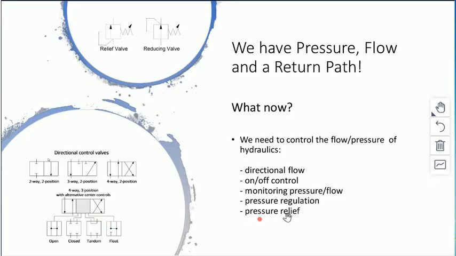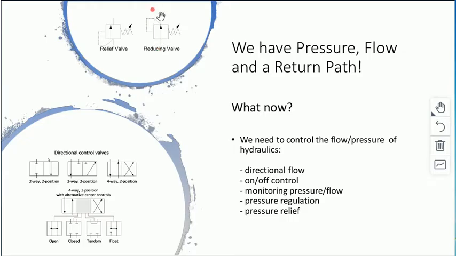Then you've got pressure relief as well. You've got pressure relief valves. We're going to look at them in a moment. You can see them up here, the circuit symbols. So this is a relief valve, and this is a reducing valve. Now the relief valve, again, is very important for depressurizing the system before you start changing anything. So if you need to work on a hydraulic system, you have to activate the pressure relief valves to get rid of any residual pressure in the system.